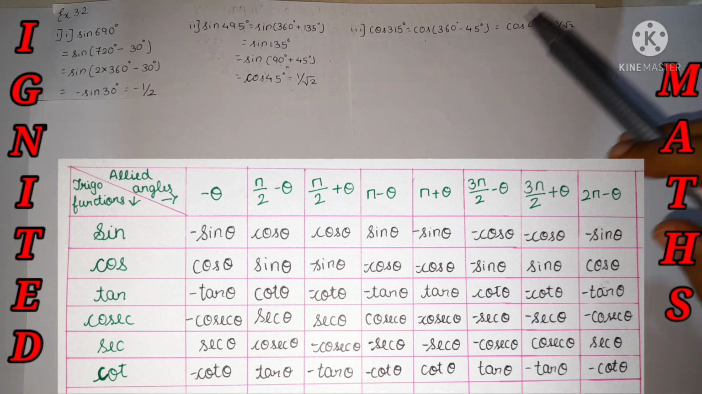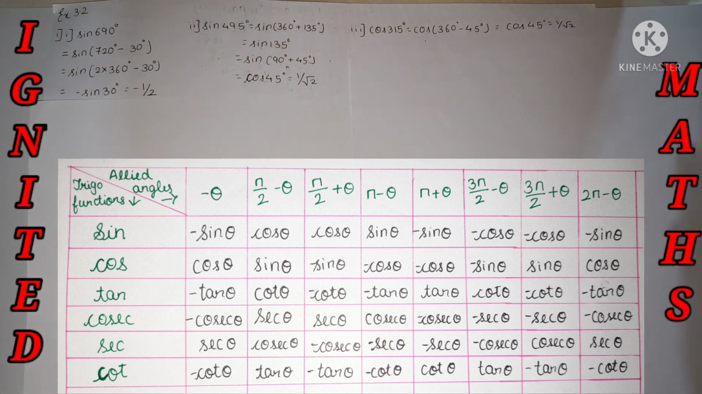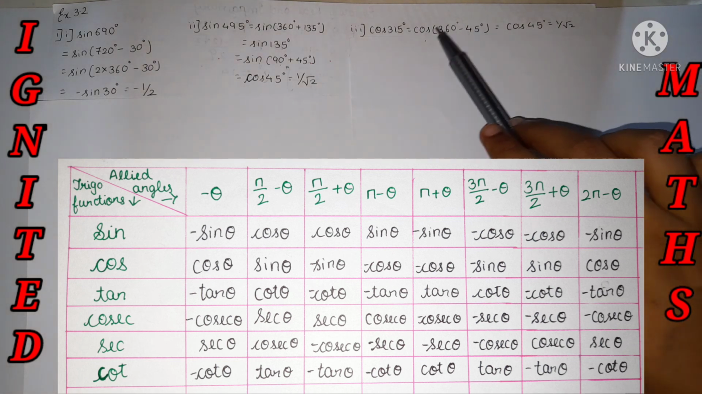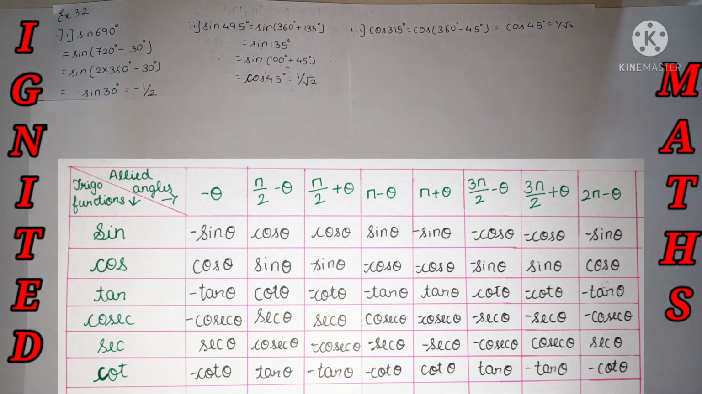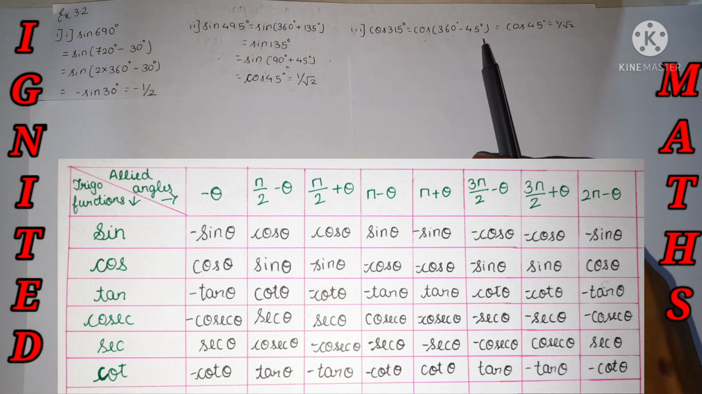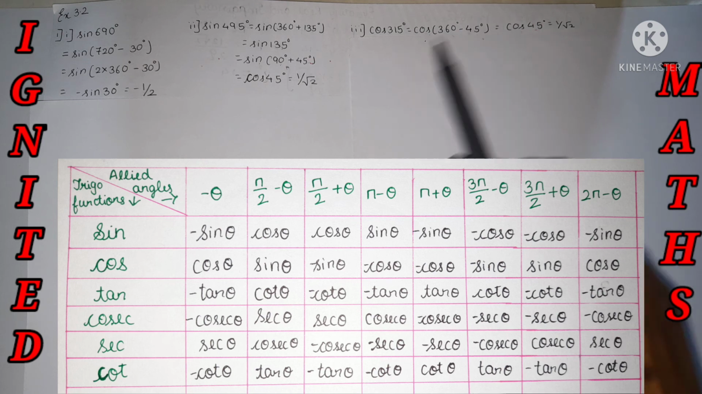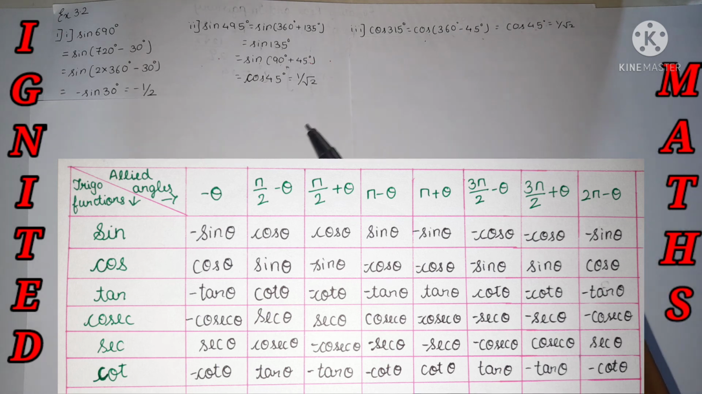So cos 315 degree. Actually it is less than 360 degree. How much less? 360 minus 45 will give the answer, 315 degree. So it's nothing but cos of 2 pi minus theta, which is nothing but cos theta. So theta over here is 45 degree. Cos 45 is nothing but 1 by root 2.